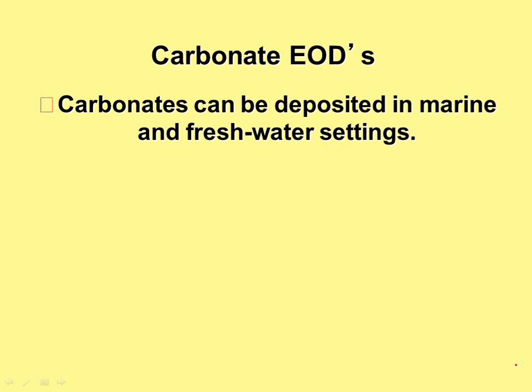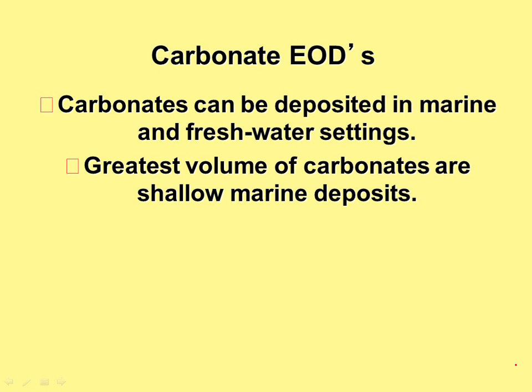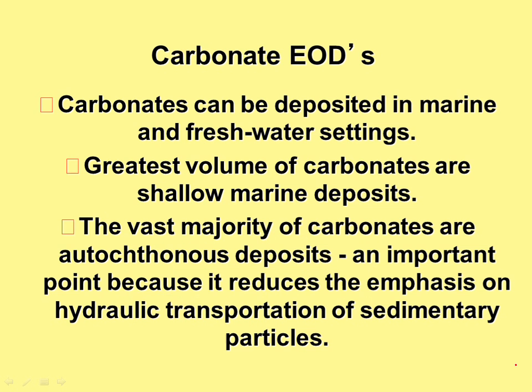So climate influences where carbonates are deposited. They can be deposited in marine and freshwater settings. Obviously, well, perhaps not so obviously, but the reality is that the greatest volume of carbonates are shallow marine deposits, and the vast majority of carbonates tend to be autochthonous. There's that term. Remember, we talked about allochthonous sedimentary materials being brought from outside the basin into the basin. If the materials formed within the basin, they are described as being autochthonous in nature.